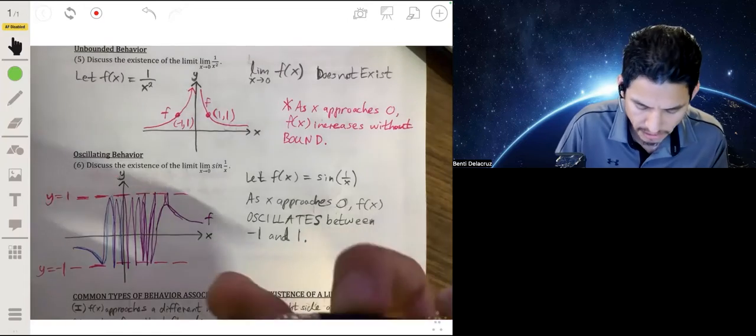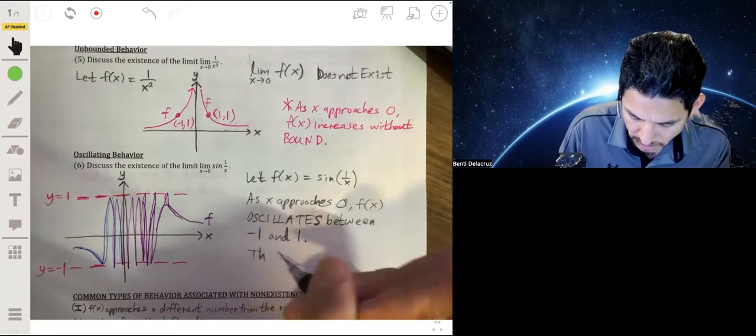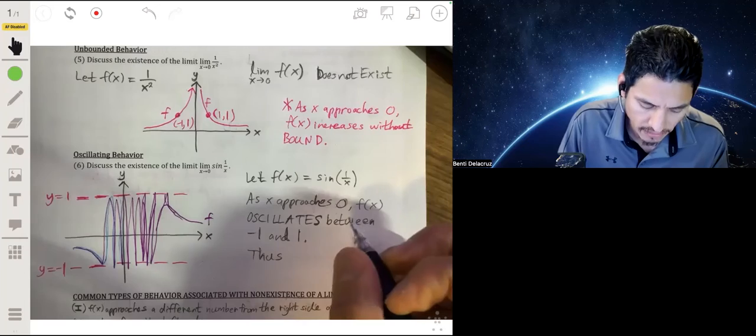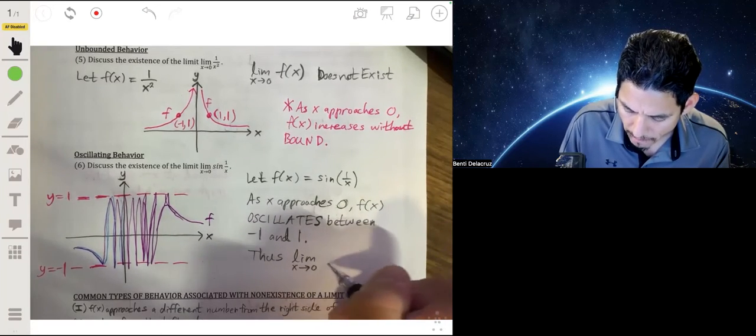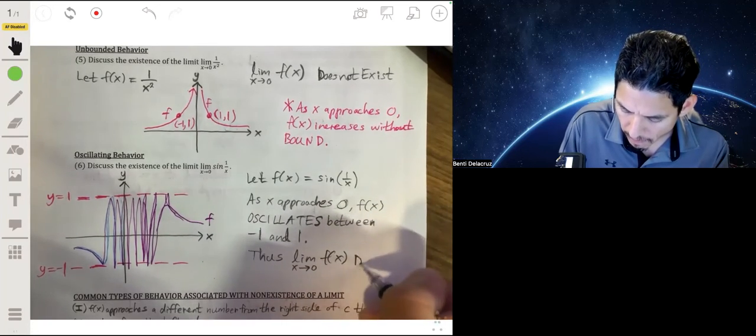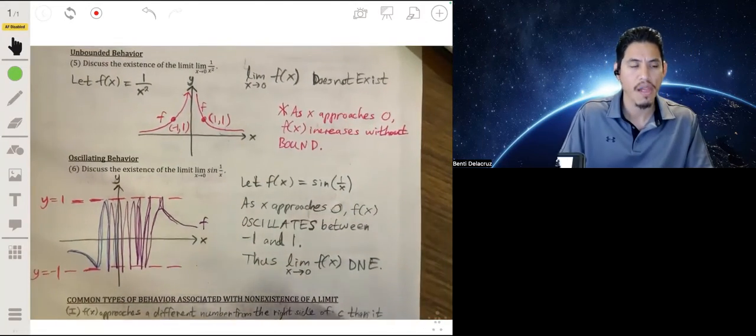So again, we say the limit as x approaches 0 of f of x does not exist. And DNE is usually an okay way to mark it.